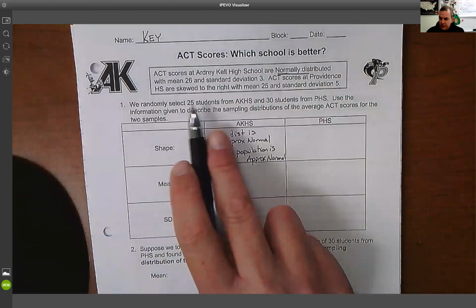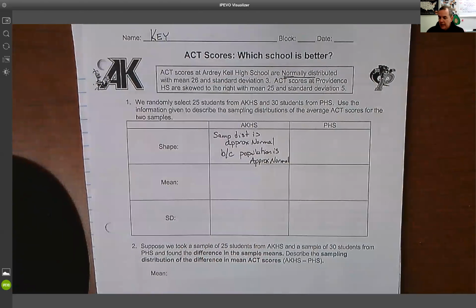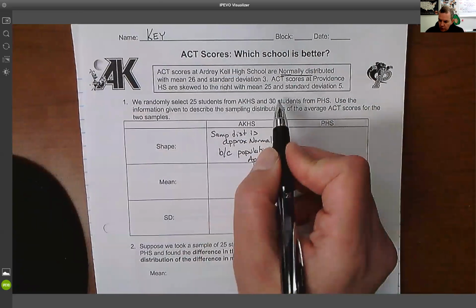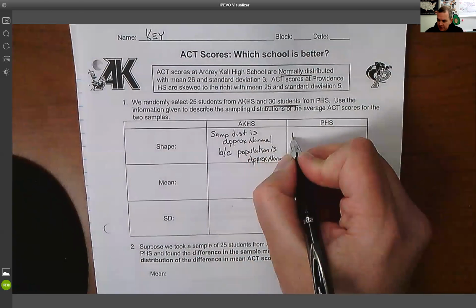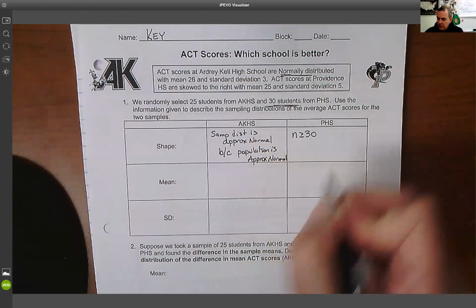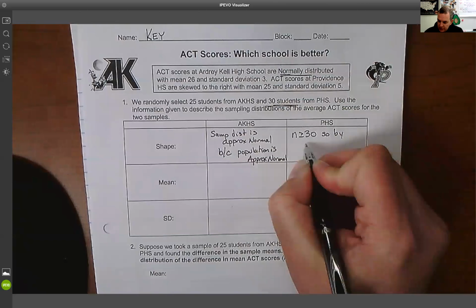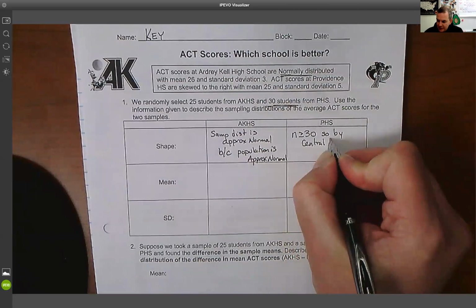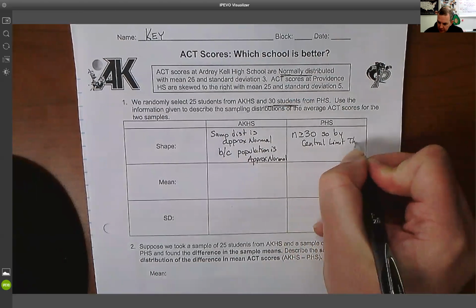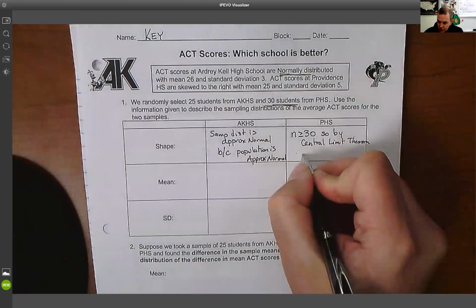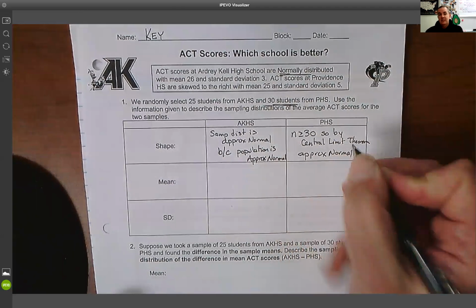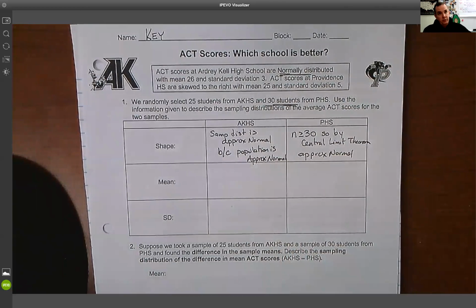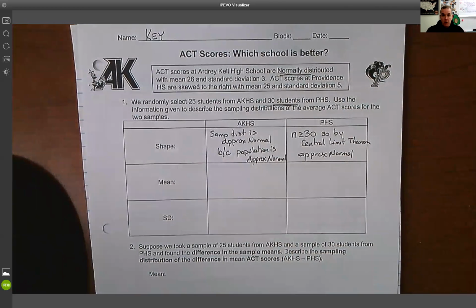Providence is skewed to the right, so it's not normal. However, we're going to take 30 students from Providence, so our sample size is greater than or equal to 30. By the central limit theorem, which we looked at visually last time, I can say that the shape of the sampling distribution is approximately normal. As I take more and more samples from that skewed right distribution, the x-bars end up forming a normal distribution.